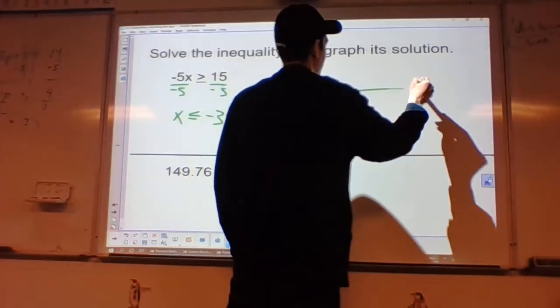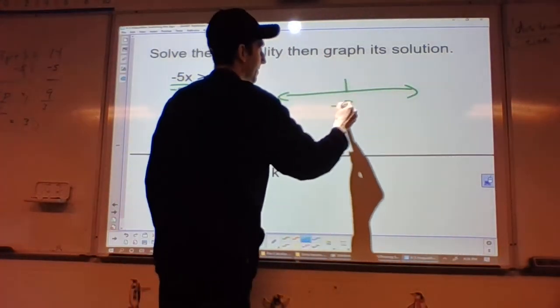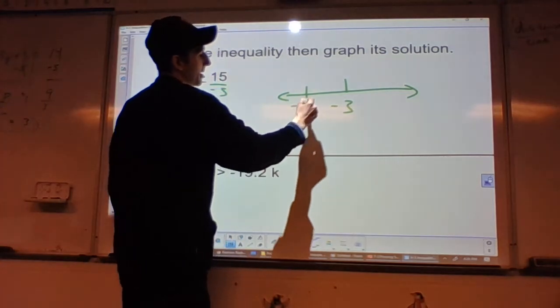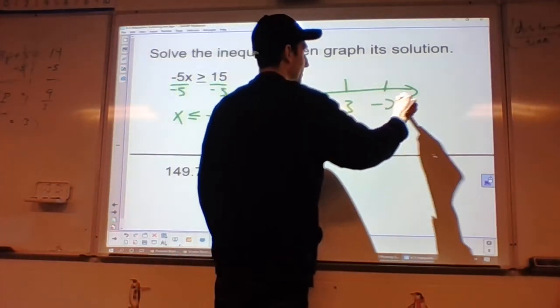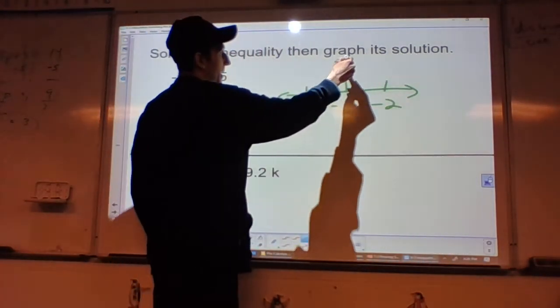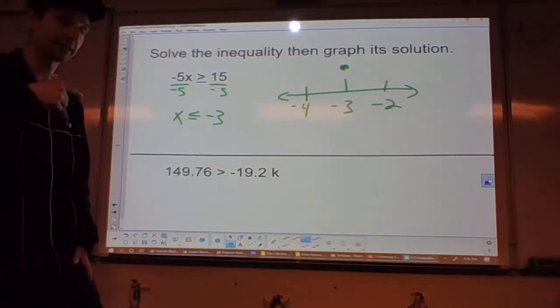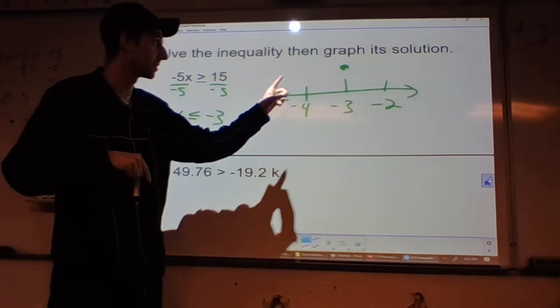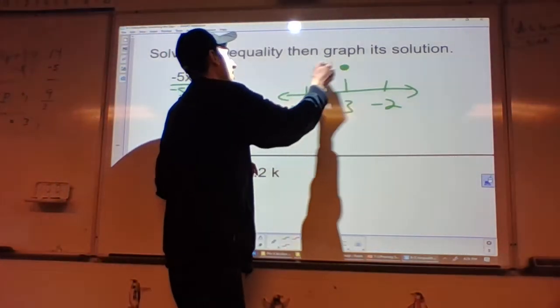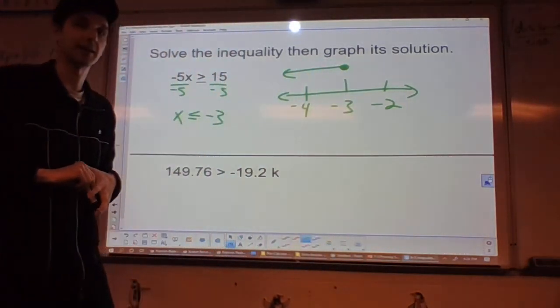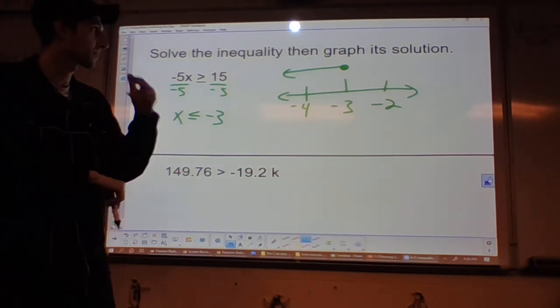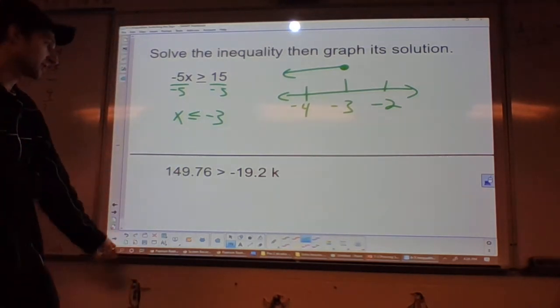Okay, let's graph it real quick. So we put -3 there. Left of -3 is -4. Right of -3 is -2. Less than or equal to. First time we're doing that one. Because it's equal to it as a possibility, we want to darken the dot and we're going to shade to the left. Okay, because it's less than or equal to. Okay? All right, let's look at the next one here.